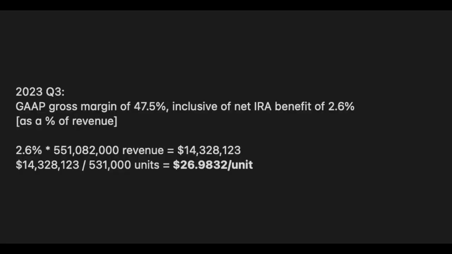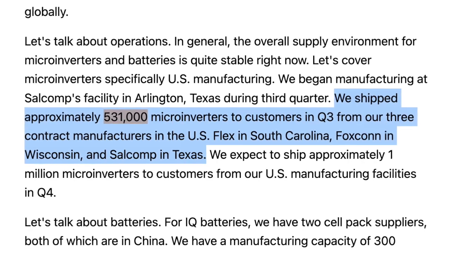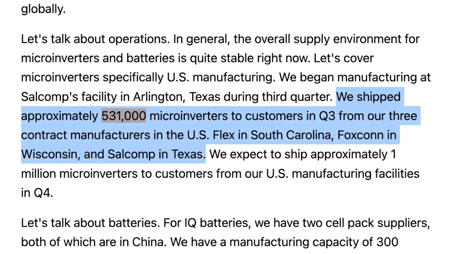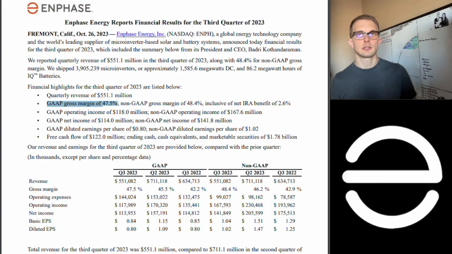If you take that 2.6% and multiply it by the revenue, which is $551 million, you land at $14.3 million. From there, you can divide that $14.3 million by the number of units produced from the US facilities, which was 531,000, and you'll land at $26.98 per unit. To make things simple, we'll just round that up to 27. It's 2 cents off. Now for the Q4 guidance for the IRA credits.